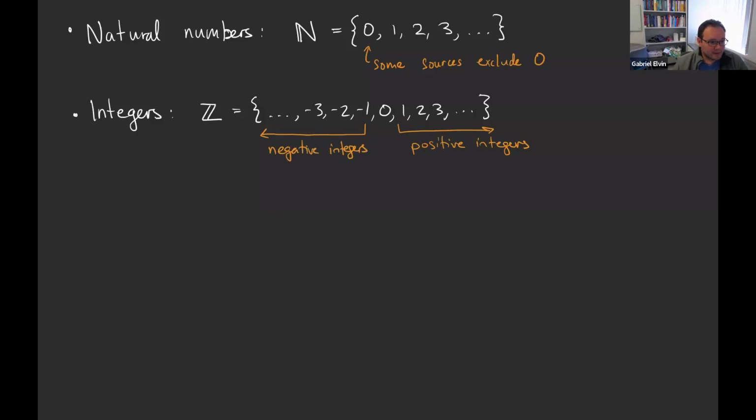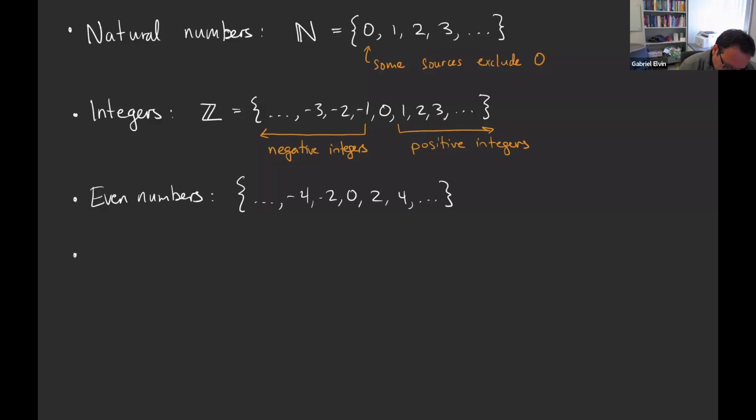Because there are lots of examples using integers and natural numbers, we'll also cover evens, odds, and primes. Even numbers are the whole numbers that are divisible by 2. There are infinitely many of them: -4, -2, 0 is even, 4, etc. And then the odds.